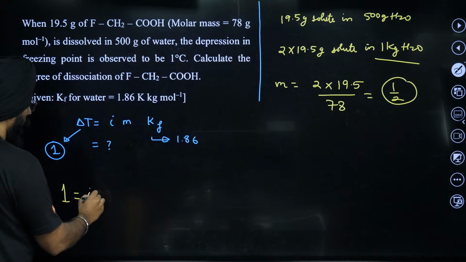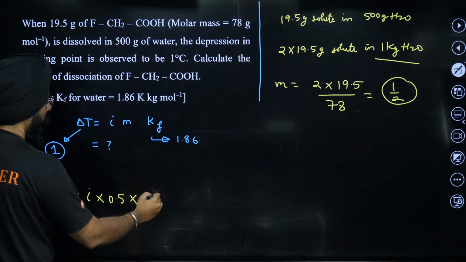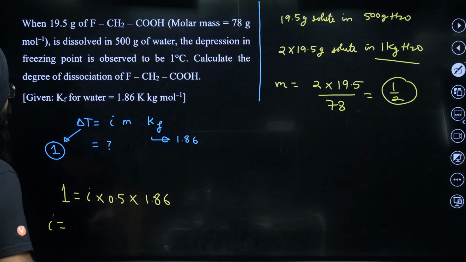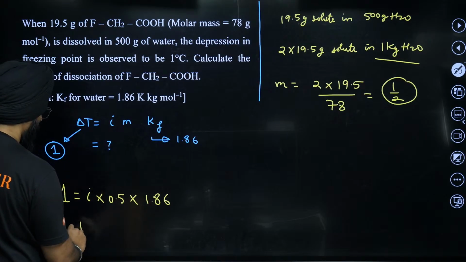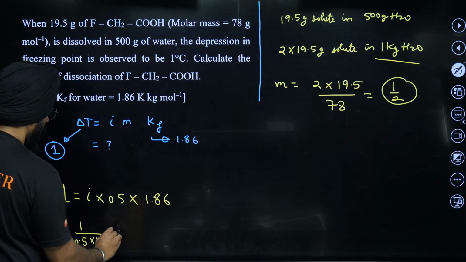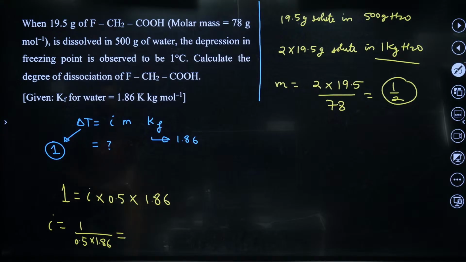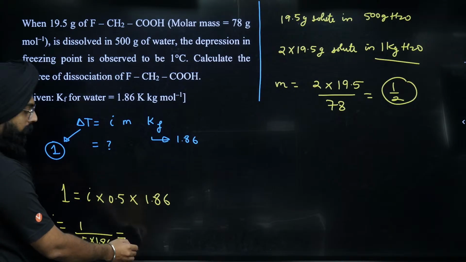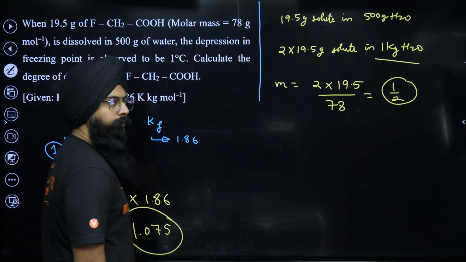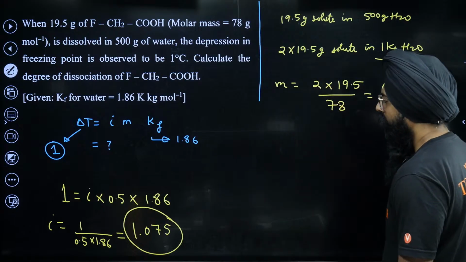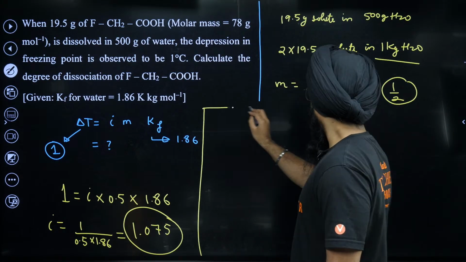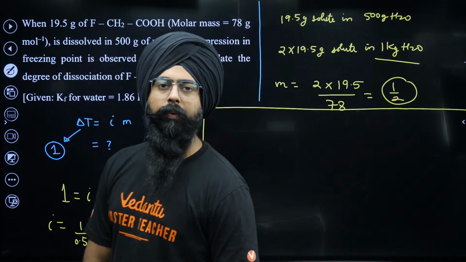So I can write 1 is equal to i into 0.5 into 1.86. So i is equal to 1 by 0.5 into 1.86. People, how much does this come out to be? Can you tell the Van't Hoff factor? Very nice. Basically 2 by 1.86, right? So I can write Van't Hoff factor is 1.075.